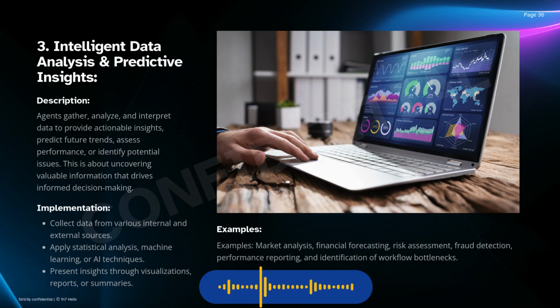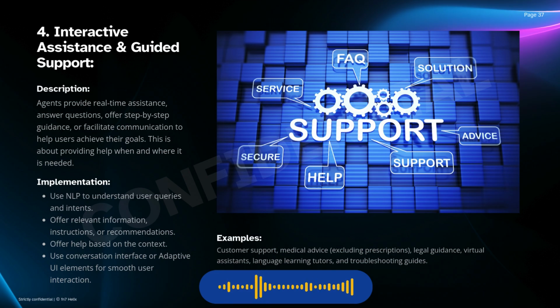What's the next solution pattern? Next up, we have interactive assistance and guided support. This pattern is all about using AI agents to provide real-time help and guidance to users. So it's like having a personal assistant, a customer support rep, and a tutor all rolled into one. Think about those helpful chatbots that pop up on websites, ready to answer your questions and guide you through a process.